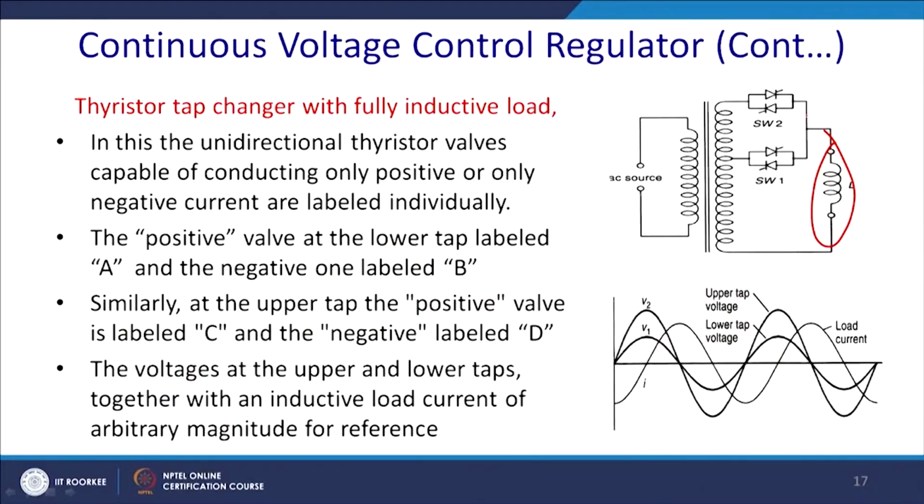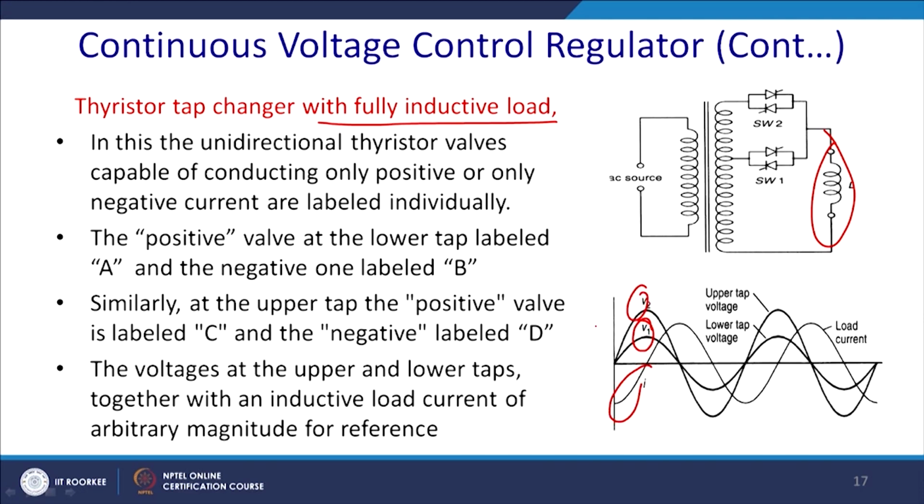Now, what happens if instead of the resistive load, most of the load are inductive, you put a heavy inductor. This is the thyristor step changer with highly inductive load. So, what happens, there will be a lagging current, this I, and this is V 1 and this is the V 2.